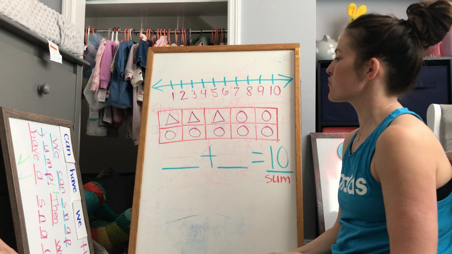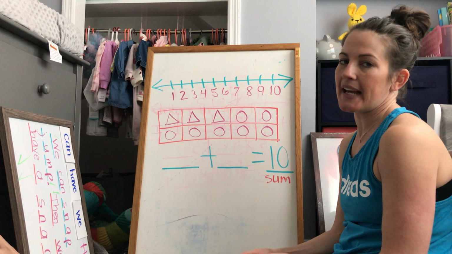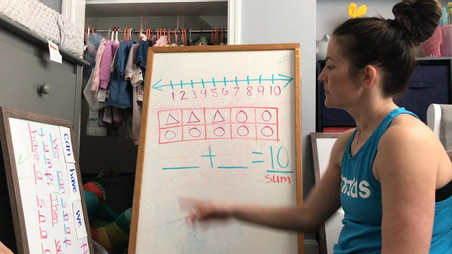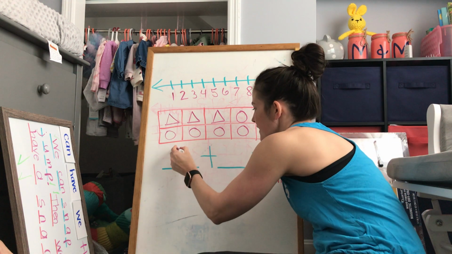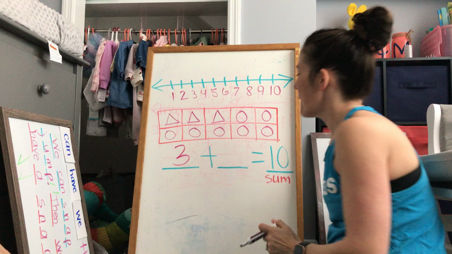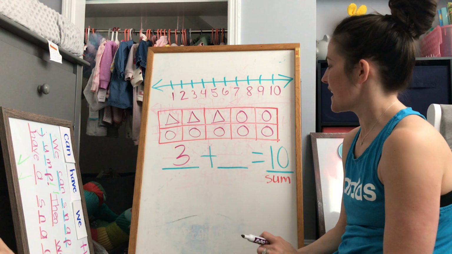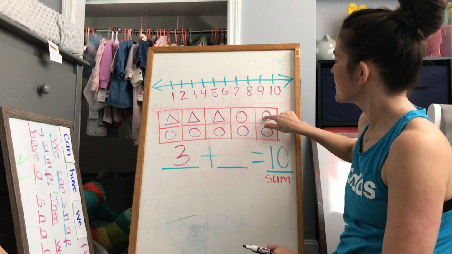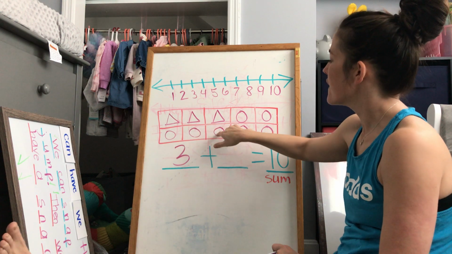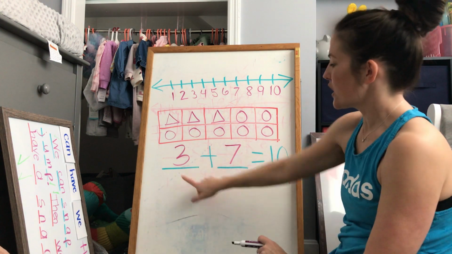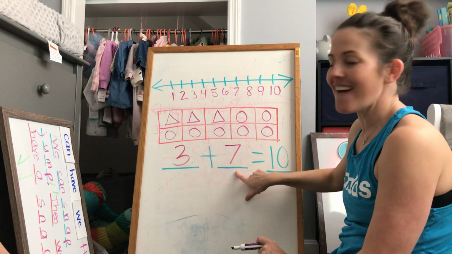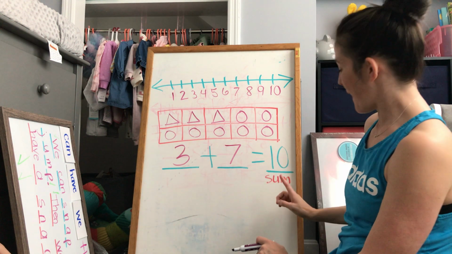How many triangles do you say? 1, 2, 3. I see 3. How many circles do you say? 1, 2, 3, 4, 5, 6, 7. I see 7. So 3 plus 7 equals how many?